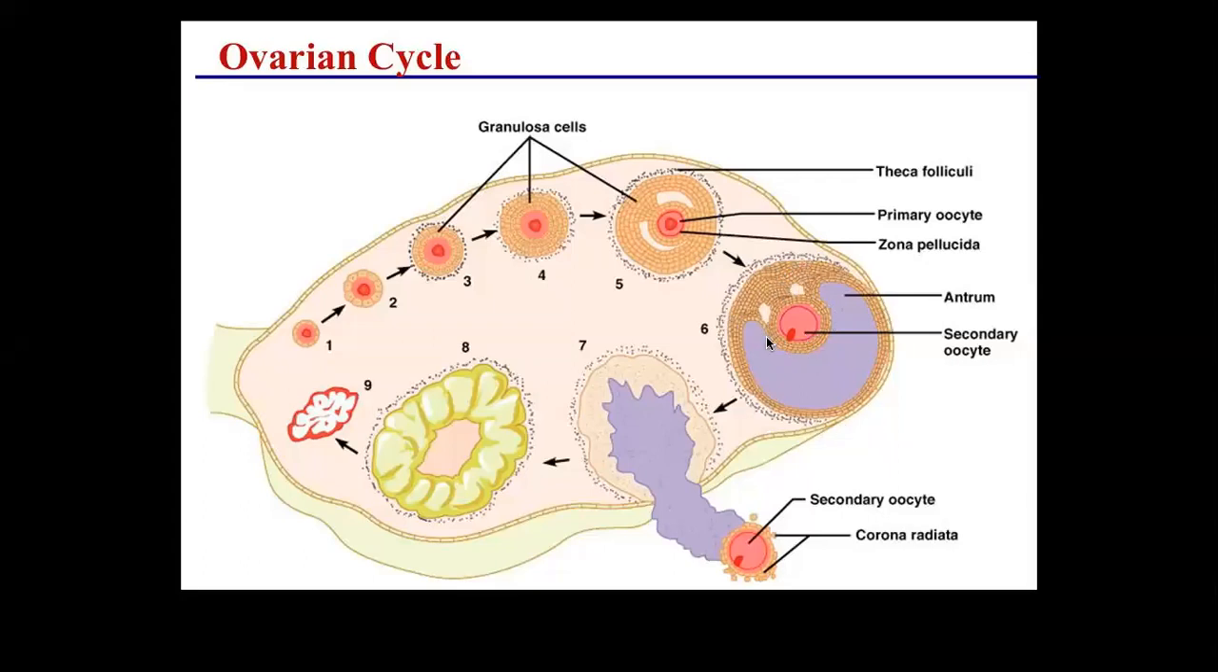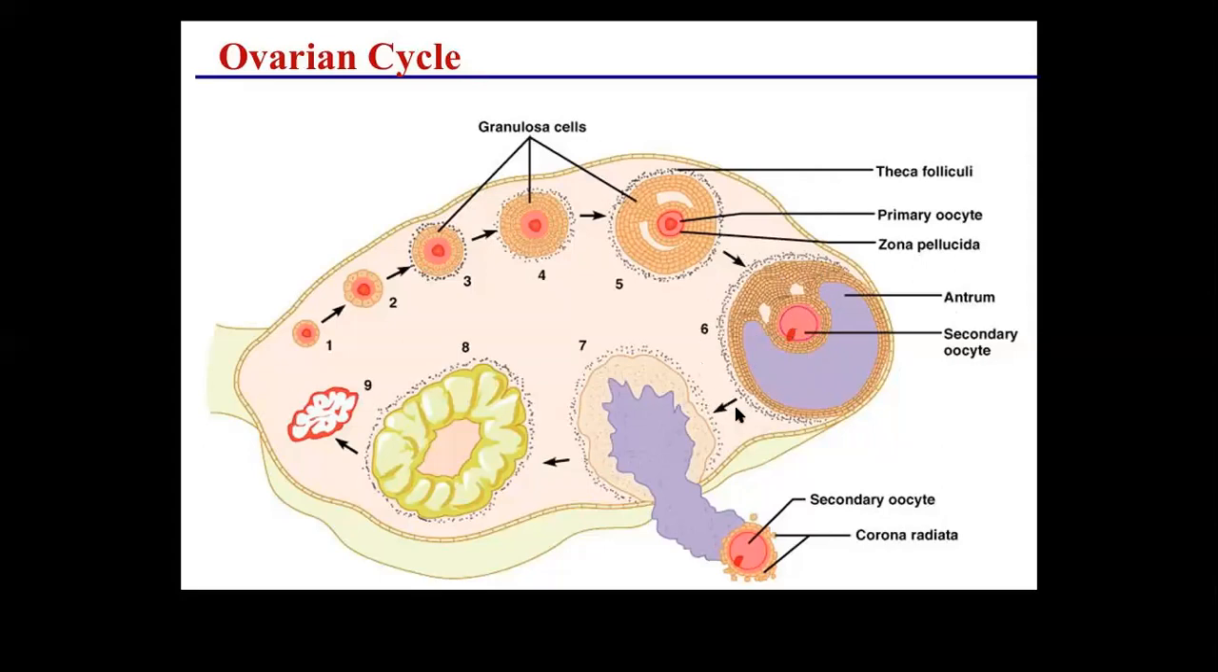Now this space is called the antrum. You can see that this space is called the antrum. Now the antrum is filled with liquid. What is this liquid? This liquid is called liquor folliculi, or antral fluid. Then we have the secondary oocyte.